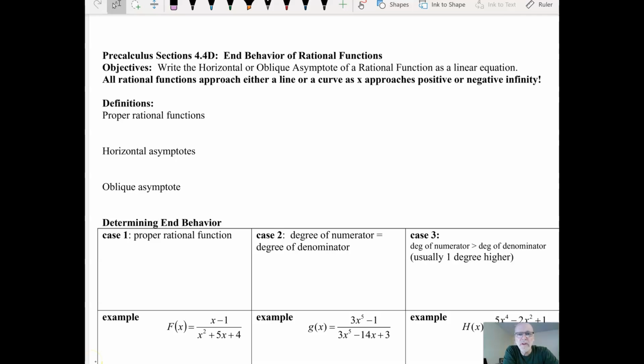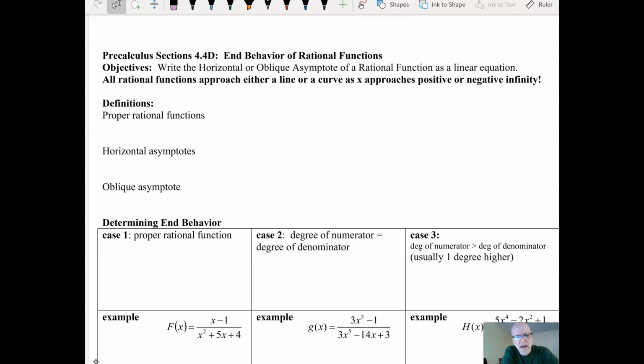Hello and welcome to a video on end behavior of rational functions. In this video we're going to look at what happens as x goes towards positive infinity or as x goes towards negative infinity. In general, the rational function will approach a straight line. There is a possibility that it could approach a curve, but this is something that we'll look at the very end of the video, and it's not something that's going to come up in this class.